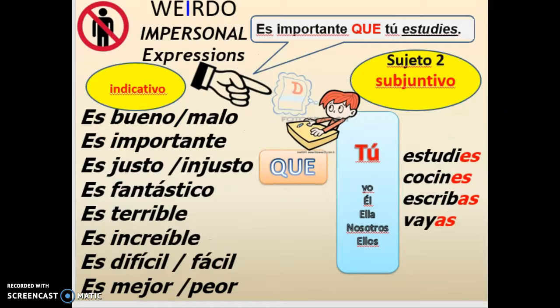The I stands for impersonal expressions. Es bueno que, es malo que, es importante, es justo, es injusto, es fantástico, es terrible. Que tú estudies. It is important that you study. This is your impersonal expression followed by the que. Here's your subject, and here's your verb conjugated in the subjuntivo. These are popular impersonal expressions.